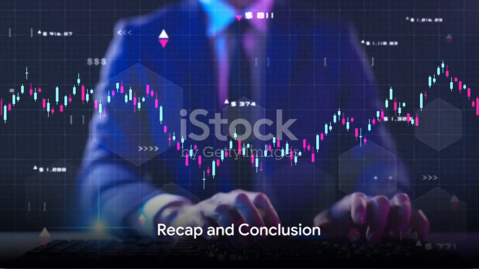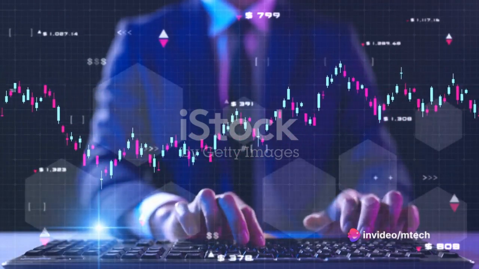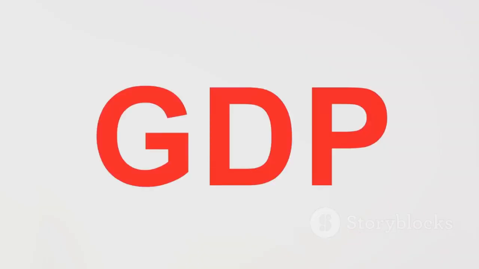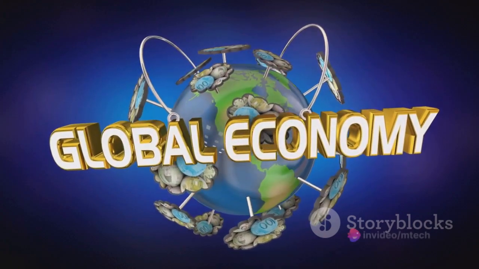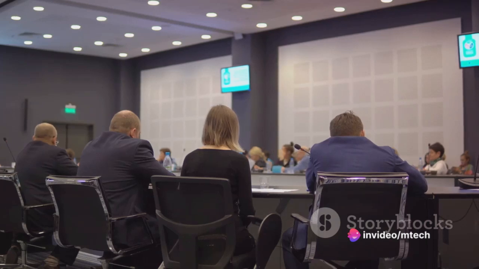To recap, gross domestic product is the monetary value of all goods and services produced within a country in a specific time period. It's calculated as the sum of consumption, investment, government spending, and net exports. This formula provides a comprehensive measure of a country's economic activity and the overall size of its economy.